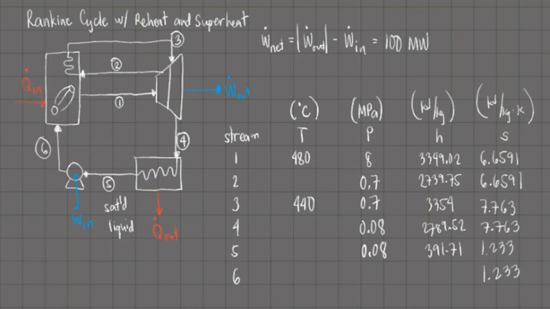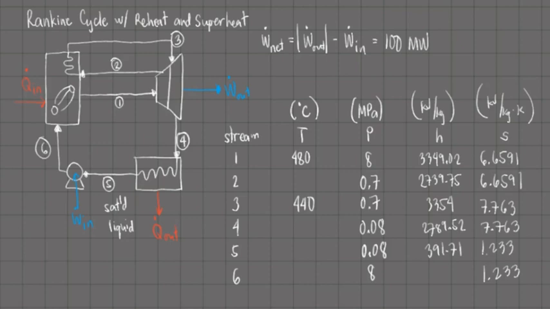Now we need another value of the parameters of stream 6 in order to describe it fully. So we now have its entropy, but we can also get its pressure. If you take a look at stream 6 and stream 1, stream 6 is the inlet to the boiler, stream 1 is the outlet to the boiler. Therefore, we can say that stream 6 and stream 1 have the same pressures. Remember that the boiler and the condenser are operating isobarically. Stream 6 is also at a pressure of 8 megapascals.